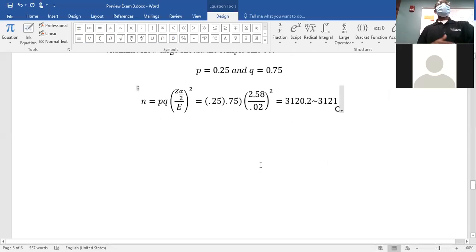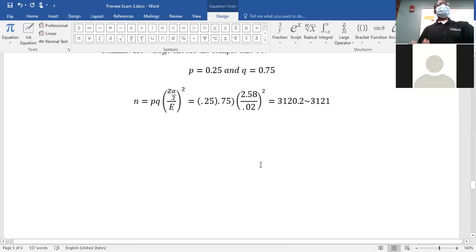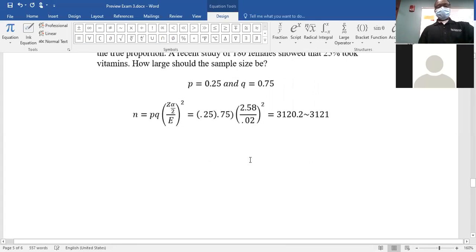So if P is given, use it. If it's not given, use half for P, and Q will also be half.